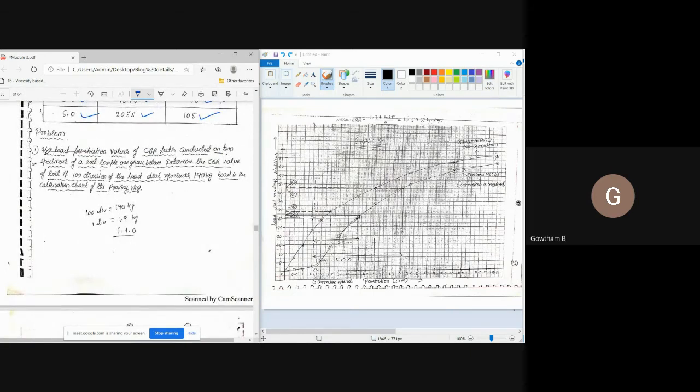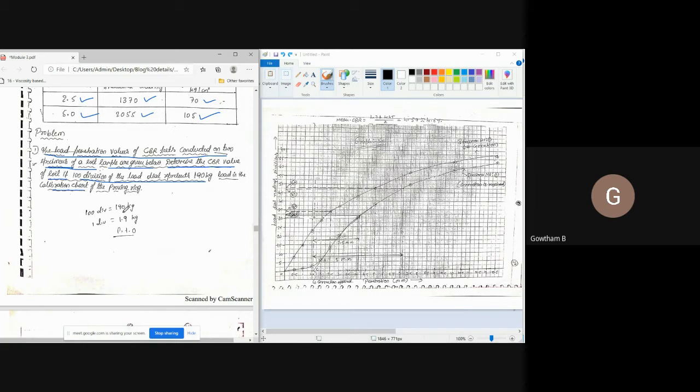Here the problem is: the load penetration values of a CBR test conducted on two specimens of a soil sample are given below. That means they had conducted the CBR test for two soil samples and tabulated the data as below. What they are asking is: determine the CBR value of the soil if 100 divisions of the load dial represent 190 kg load in the calibration chart.